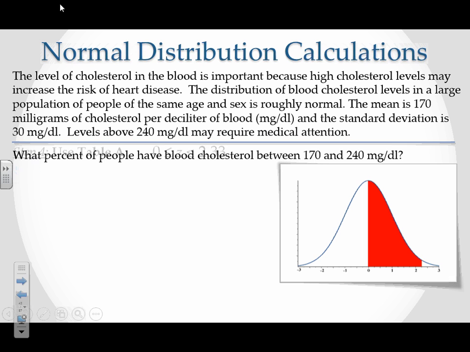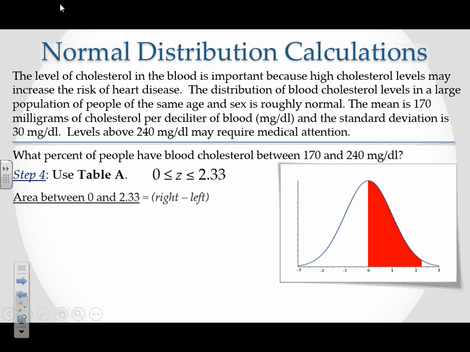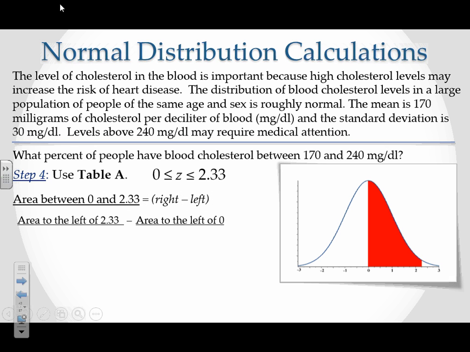Okay? Now if you think about it, what should 0 be? 50%. If I'm right in the middle of my distribution, I'm going to get 50%. So if you look at it on the table, 0.00 is going to give you 50% exactly, right? Now 2.33, we also just looked up, that was 0.9901, right? So what needs to happen here?